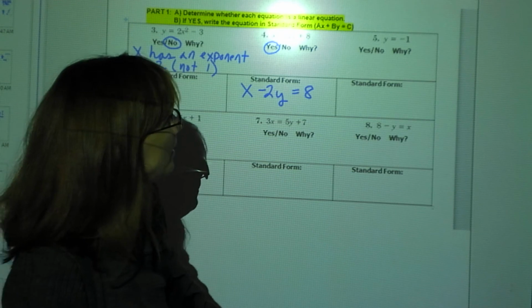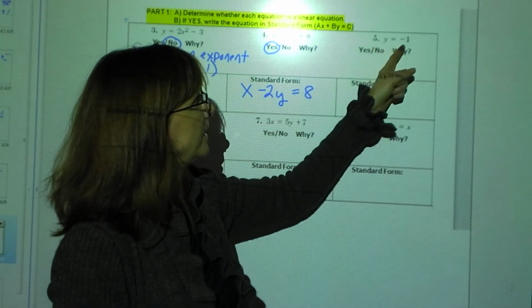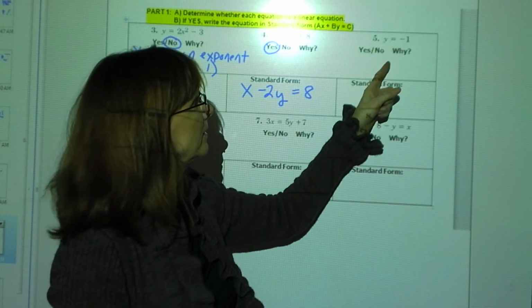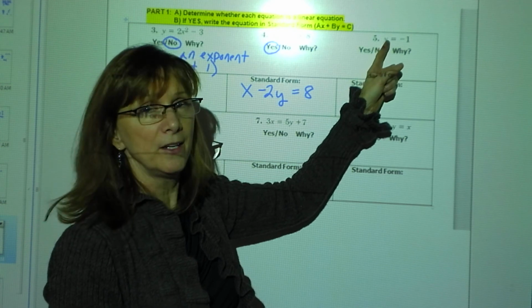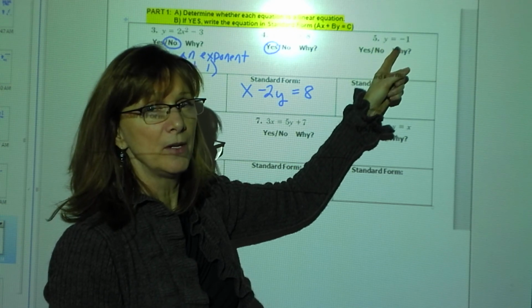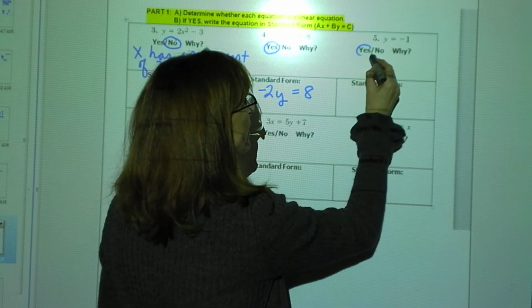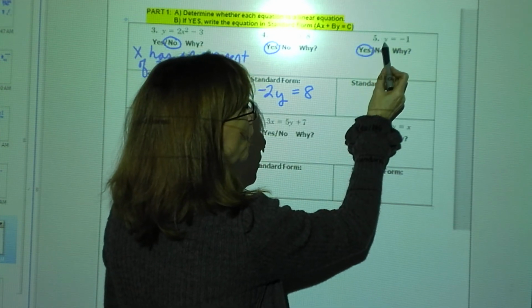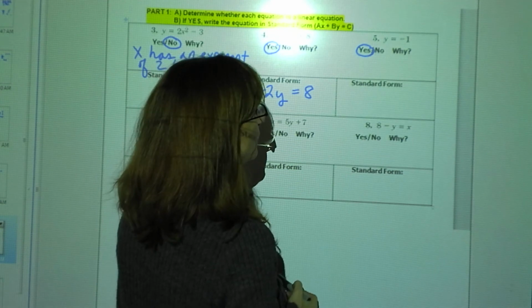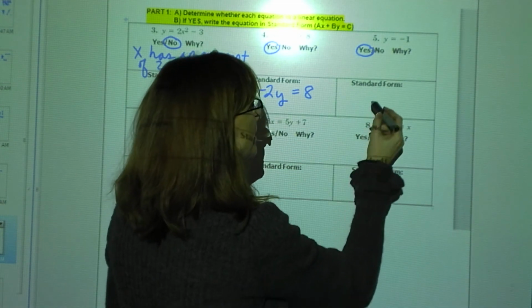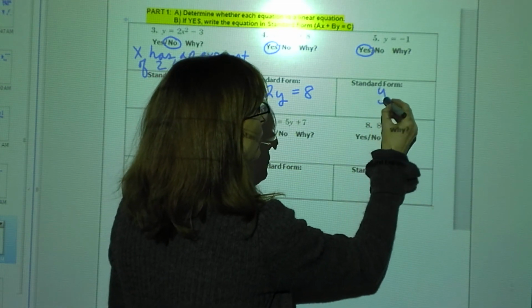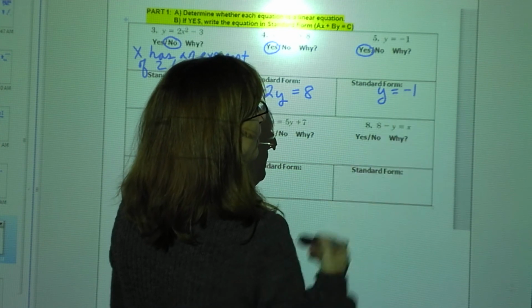Now if you look at this one, this is an example of a line that has just one variable in it. Again, when you only have a y in the equation, that means the line is going to be a horizontal line. So this is linear, so we're going to say yes, because you have one variable and it's raised to the first power.